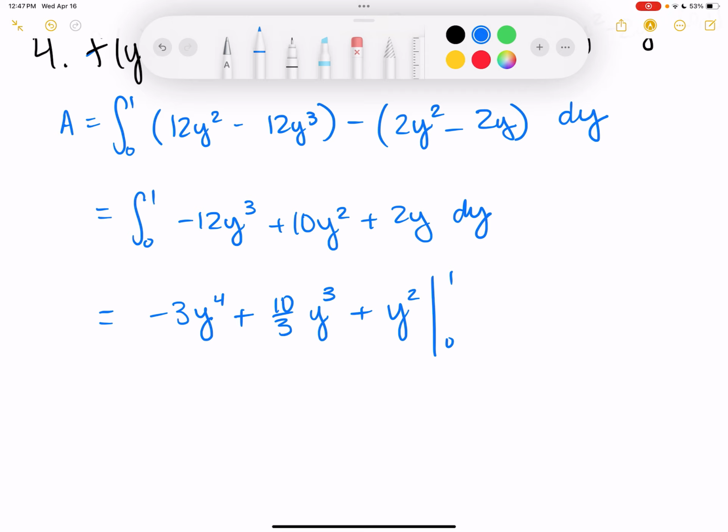So when I plug 1 in, I end up with negative 3 plus 10 thirds plus 1. And then I'm just going to do minus 0 just so that we see that we put 0 in after that. So what does that end up being? Negative 2 plus 10 over 3. Does that end up being 4 over 3? So much easier, much faster, obviously, than the trig function one that was not an integral that you would have been expected to know.